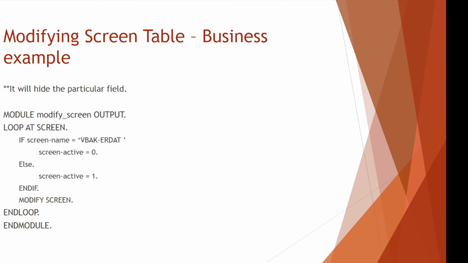Same as that, I have checked the name of the field. If it is ERDAT, I change the value of SCREEN-ACTIVE to 0, meaning this field will be hidden. In the ELSE statement, for the other field elements, I have set SCREEN-ACTIVE equal to 1, so the other fields will show as per criteria. Let's move straight to the system and explore how these statements work.